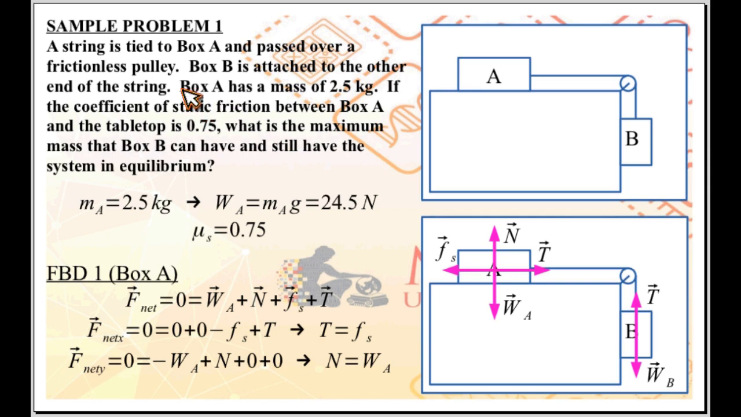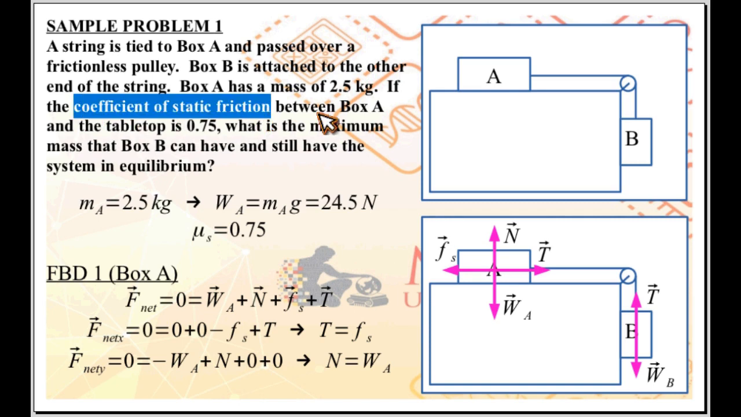Mass of box A is 2.5 kilograms. Knowing the mass, we know the weight because we know the equation for weight to be simply mg. Magnitude of weight A is equal to m_A g, where g is the magnitude of acceleration due to gravity. In this case, it is equal to 9.8 meters per second squared. We are able to calculate the weight magnitude of box A, 24.5 newtons.